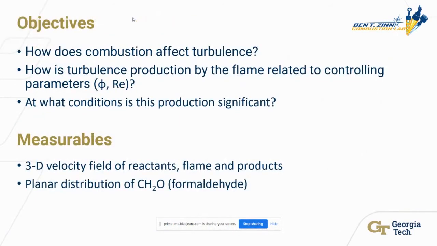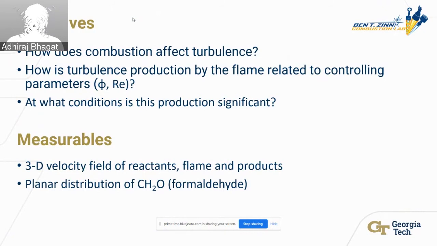So what are the objectives of this experiment? First, as I mentioned before, we want to study how combustion affects turbulence. More specifically, we want to see how the turbulence production is affected by different flame controlling parameters such as the equivalence ratio or the Reynolds number of the flow. And finally, we want to study and try to recognize under what conditions this turbulence production is actually significant.